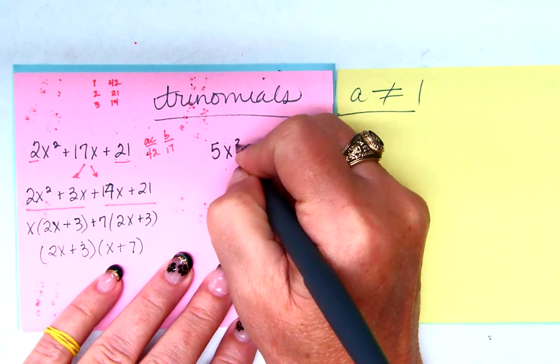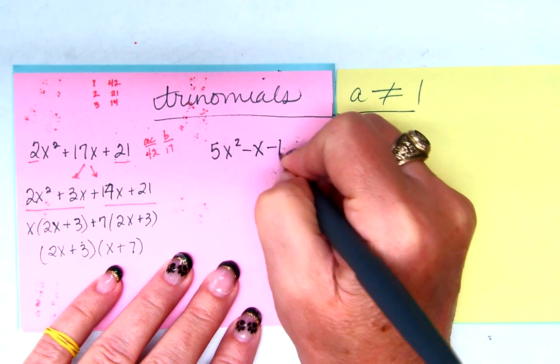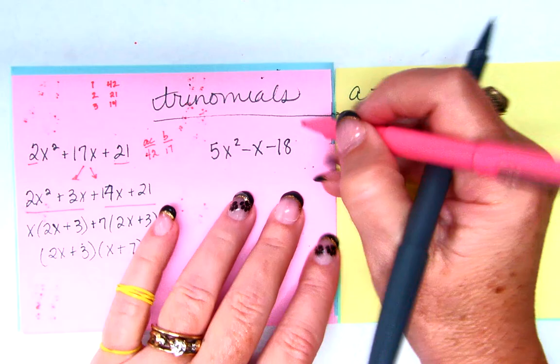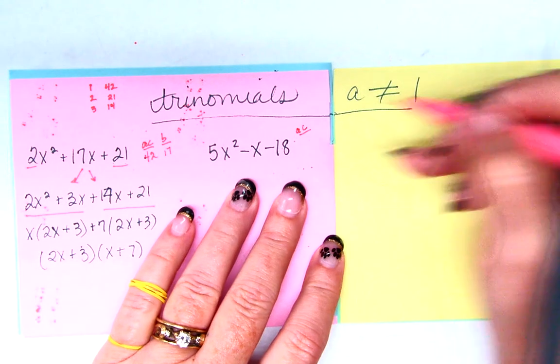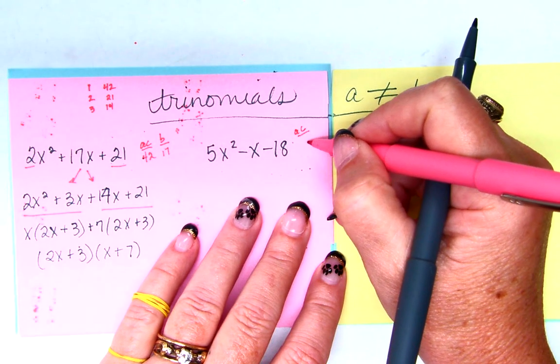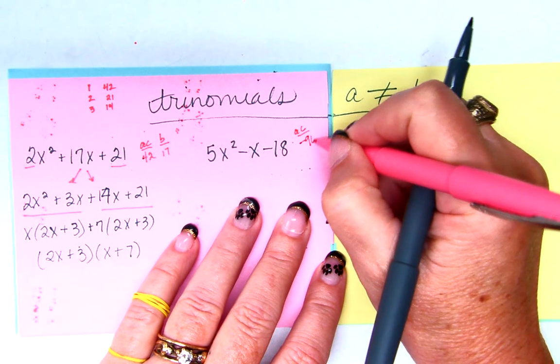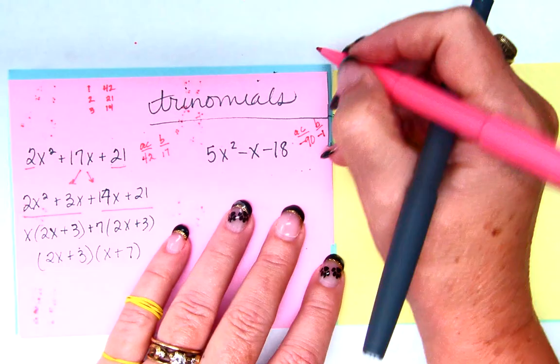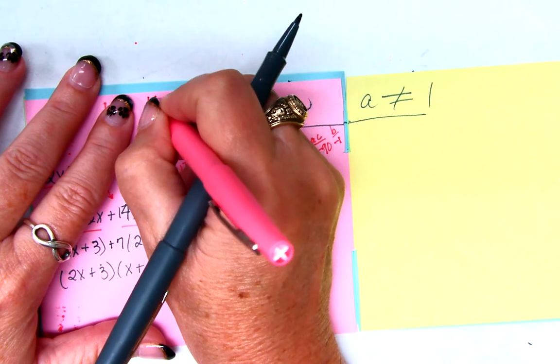5x squared minus x minus 18. That's a rough number. Okay. AC is what? Negative 90. And B is what? Negative 1. Okay. So 1 and 90.